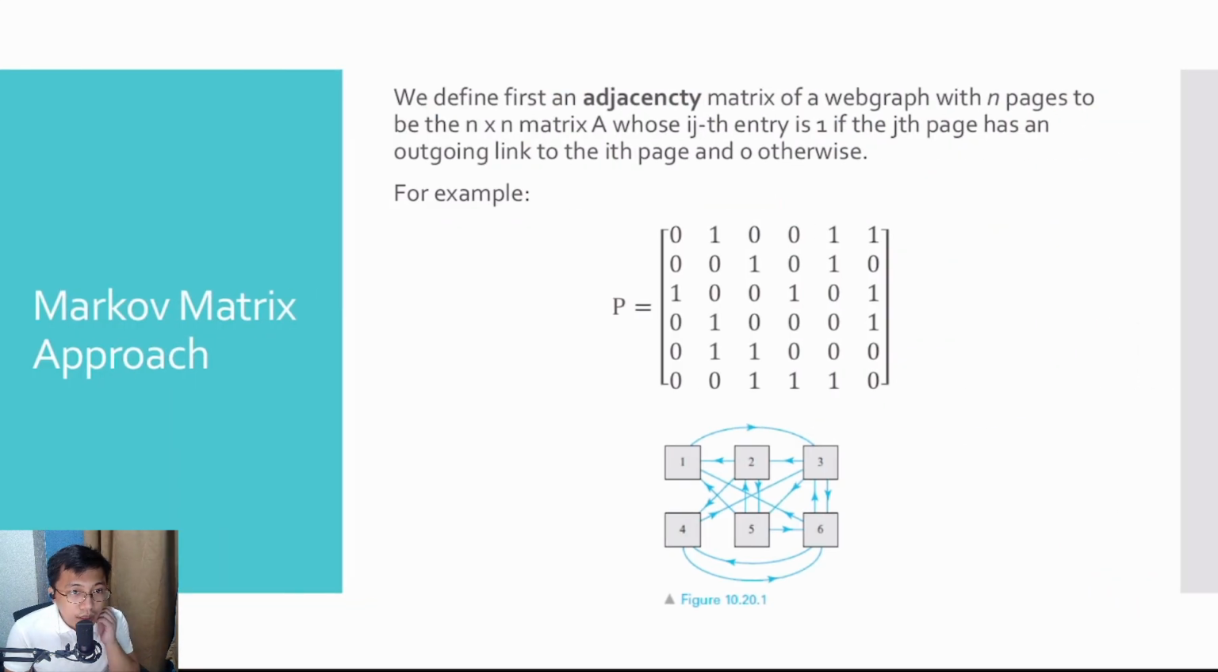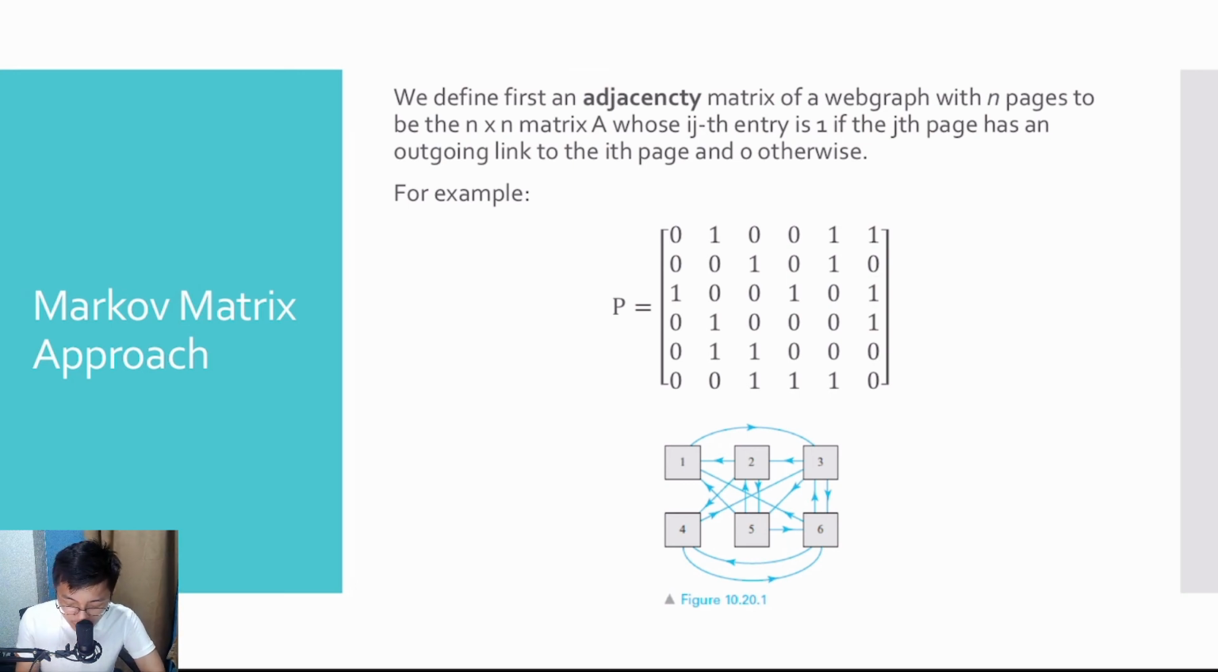Okay, so we first define the adjacency matrix of a web graph with n pages to be the n by n matrix whose ij entry is 1 if the jth page has an outgoing link to the ith page, and 0 otherwise.